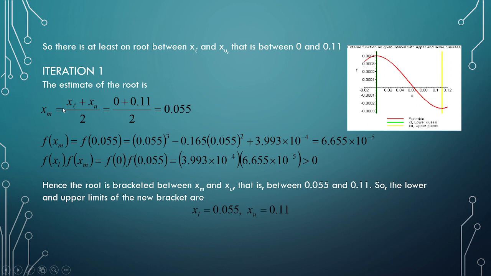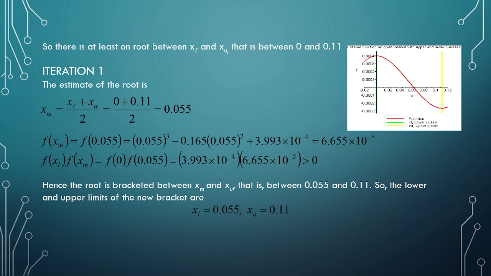So for iteration 1, we have taken the midpoint as the upper limit plus lower limit by 2. We got 0.055. By taking it into consideration, we got a value which is greater than 0. So the root is bracketed between the midpoint and the upper limit, so the value is between 0.055 and 0.11 for the first iteration.